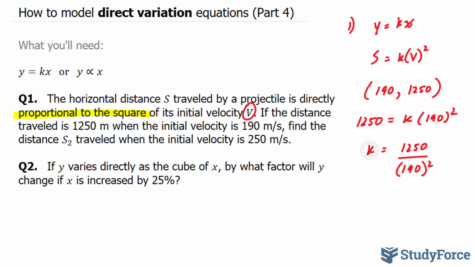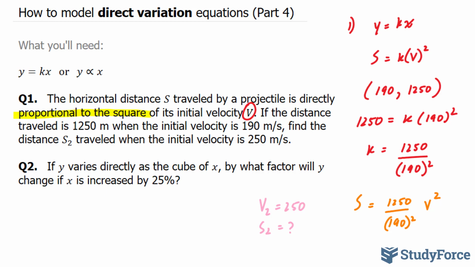The next step is to substitute this k back into the equation that we are building. So we have s is equal to 1,250 over 190 squared times v to the power of 2. They want us to find the s coordinate when the second initial velocity is 250. So they tell us that v2 is equal to 250, find s2.